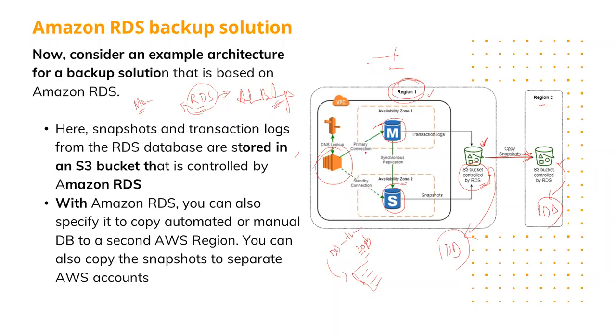We can't access the S3 bucket controlled by RDS. What we need to do is copy to our buckets and then we can create an RDS from it. When I say snapshots are controlled by RDS, they are stored in an S3 bucket. These snapshots can be seen in the RDS console, not in your S3 buckets. But the snapshots you're seeing in the RDS console are actually stored in S3 buckets of AWS.